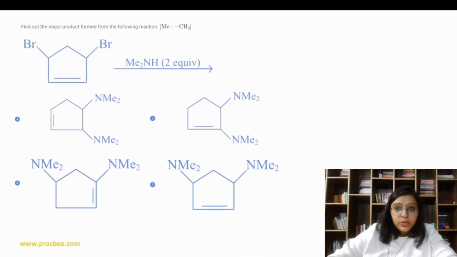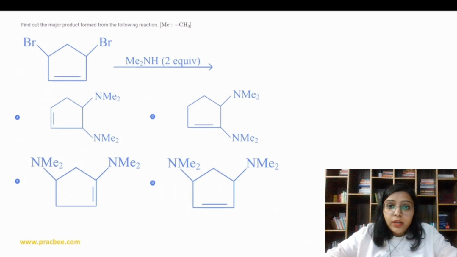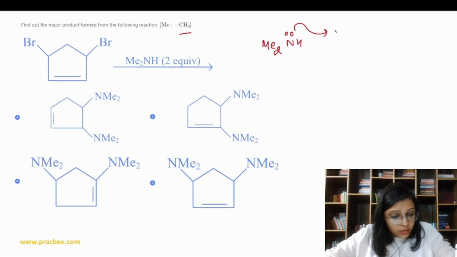Now let's do the next question. Find out the major product formed from the following reaction, and Me is CH3, right? It is methyl. So how do we find out the product? So see, we have Me2NH, so it is going to be a nucleophile. We have Br minus, it is going to be the leaving group.